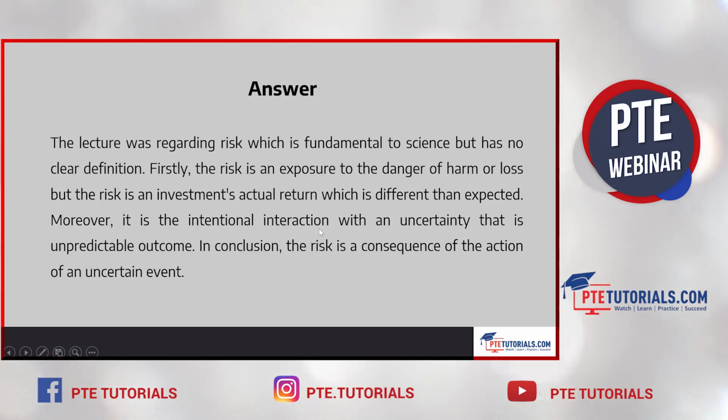And it has interaction with uncertainty that has predictable outcome. Next, consequence of the action of an uncertain event is called a risk. So these are the keywords which you need to include into your answer. Now, next one, let us start with the next audio. Then I will on the timer. Okay. Get ready with your pen and paper. Ready?